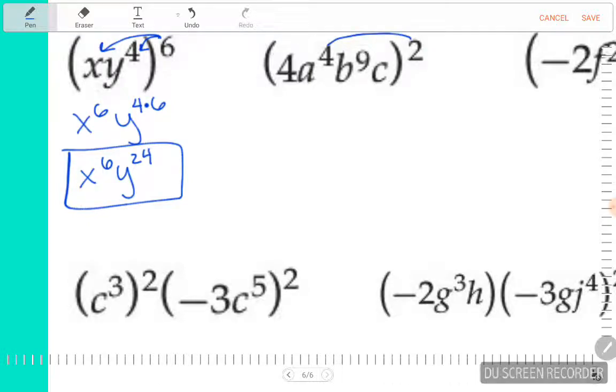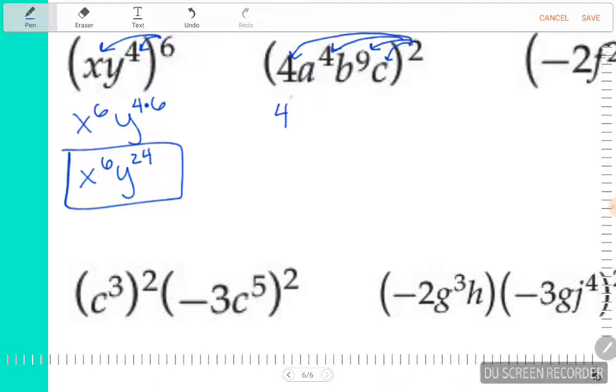Okay, here again I distribute, oh, I almost missed. I need to distribute to every piece, so to the 4, to the a to the 4th, b to the 9th, and to the c. Every piece that's being multiplied, you need to distribute that to each piece.